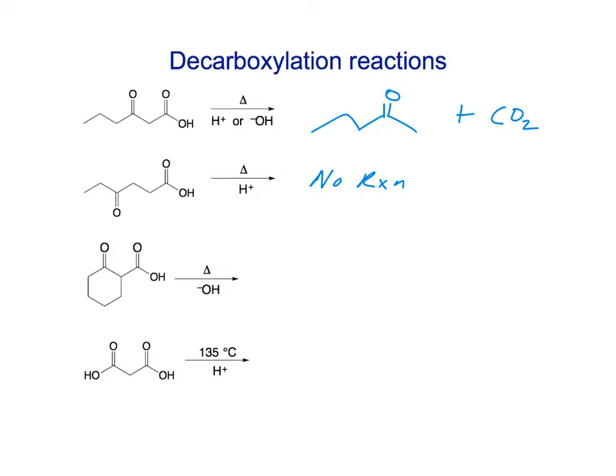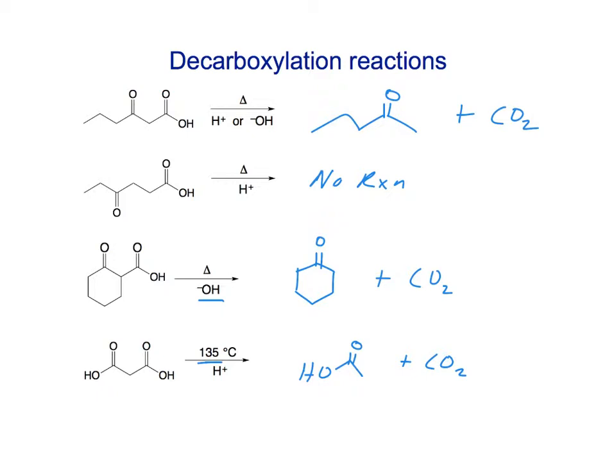Okay. The next one, we're doing it in base instead of acid, and we get cyclohexanone plus CO2. The last one, let's use a dicarboxylic acid. And so in this case, we are going to get acetic acid plus CO2. All right, we usually have to heat that one up a little bit higher.